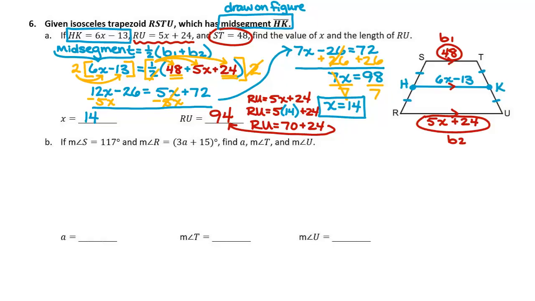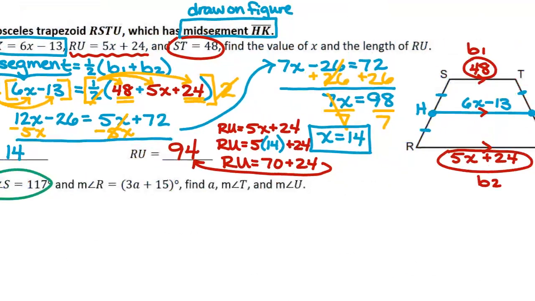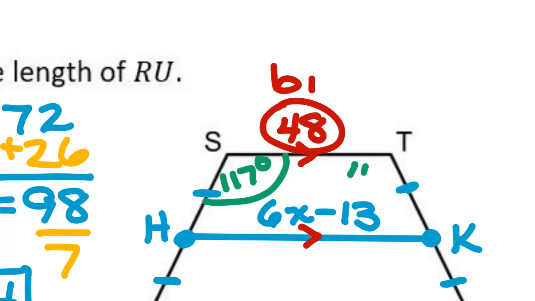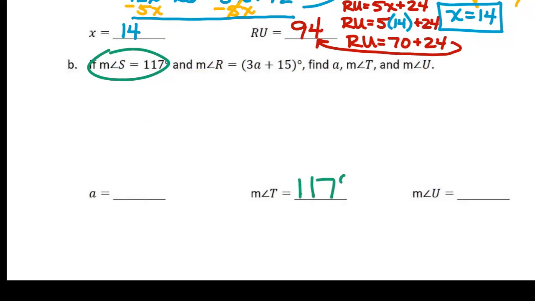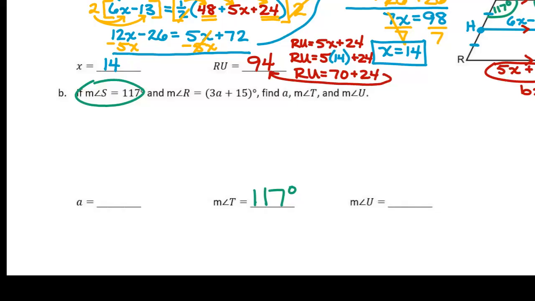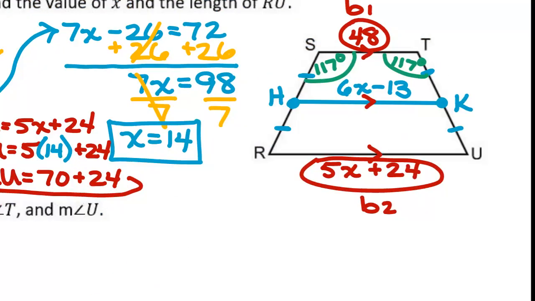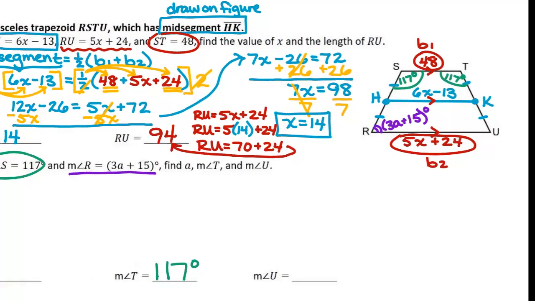All right. One more part of this question to answer, and that'll wrap us up for the day. It says the measure of angle S is 117 degrees. So I'm going to go add that to the picture. S is 117 degrees. What other angle would have to be 117 degrees then? Angle T would also have to be 117 degrees. It says the measure of angle R is 3A plus 15 degrees. So down here is 3A plus 15 degrees. We need to find A.